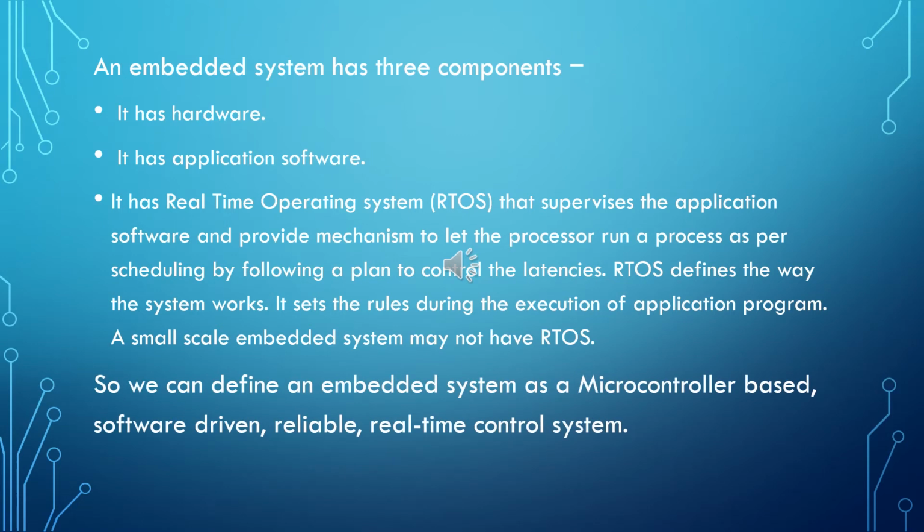It has a real-time operating system, RTOS, that supervises the application software and provides a mechanism to let the processor run a process as per scheduling, by following a plan to control the latencies. RTOS defines the way the system works. It sets the rules during the execution of the application program. A small-scale embedded system may not have an RTOS. So we can define an embedded system as a microcontroller-based, software-driven, reliable, real-time control system.